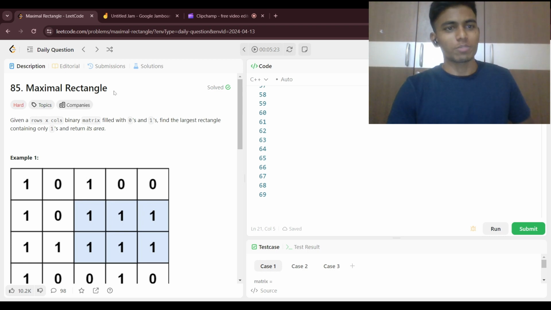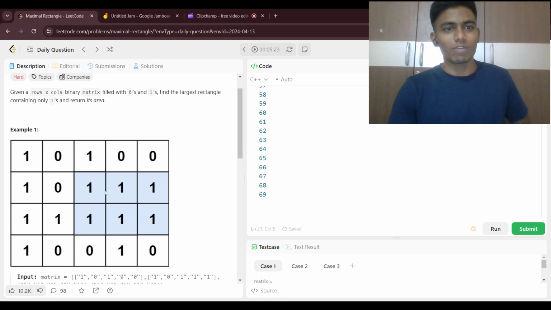So today we are going to be solving today's Leetcode question, which is maximum rectangle. We are given a matrix which will consist of rows and columns, which will consist of zeros and then ones, and then we need to find the largest rectangle which will consist of only ones, and we need to return that particular area.